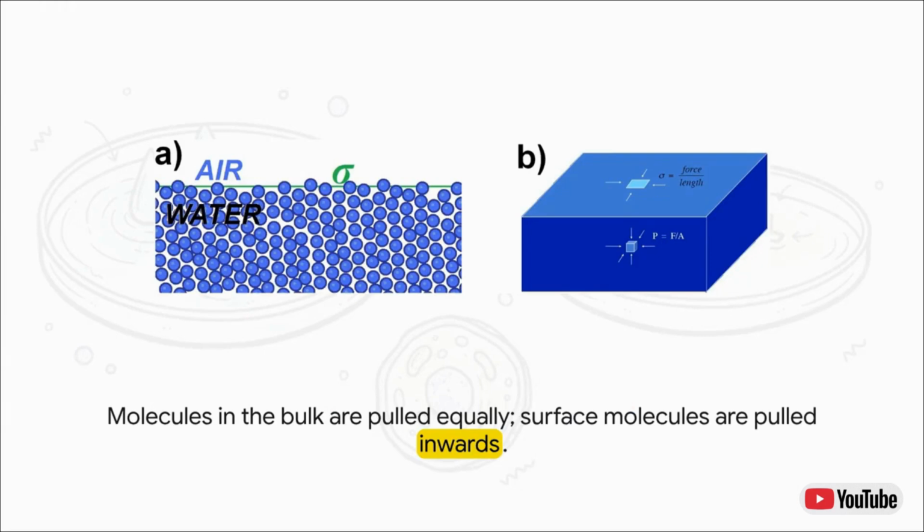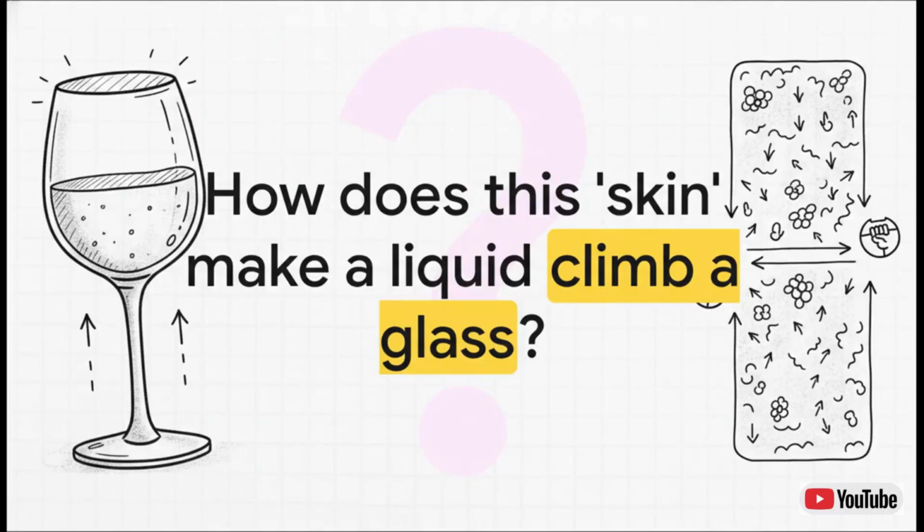This image here shows you exactly what's happening at that molecular level. See those guys at the surface? They're getting yanked down and sideways, creating that elastic-like sheet. And that powerful inward pull is what makes liquids try to have the smallest possible surface area. It's exactly why tiny water droplets want to be perfect little spheres. Which brings us right back to our wine glass.